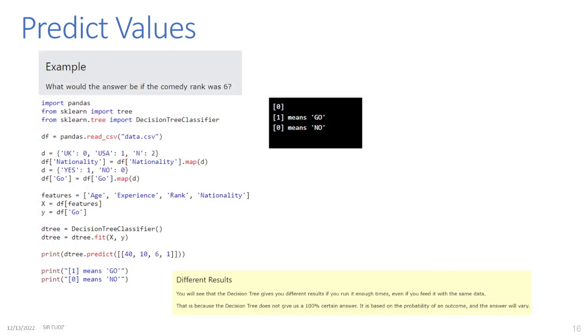Now, what if the rank is 6, a lower rank? So import pandas, so the same. So 40, 10, this time we use 6, the same values except for the rank. And the result here now is a 0. That means it's a no.